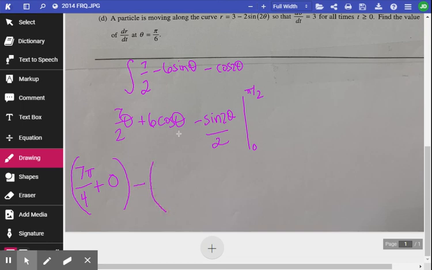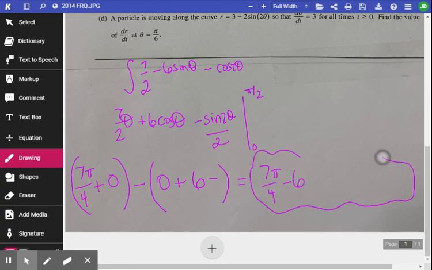Minus, now let's plug 0 in. So this is going to be 0. Plus, plug 0 in for this, we're going to get 6. Minus, plug 0 in for this, we're going to get 0. So this part should be 7 pi over 4 minus 6. That's half of it. Let's go get the other half.